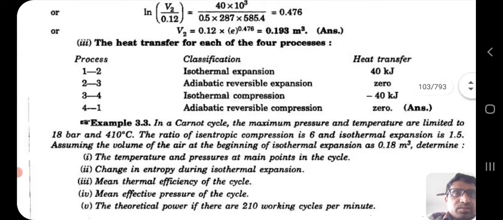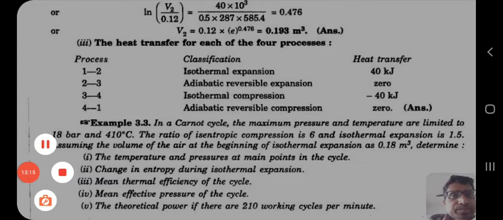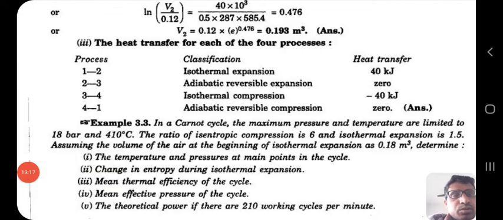The heat transfer for each of the four processes. First, process 1 to 2 is isothermal expansion, 2 to 3 is adiabatic reversible expansion, 3 to 4 is isothermal compression, and 4 to 1 is adiabatic reversible compression, where heat transfer is 0.